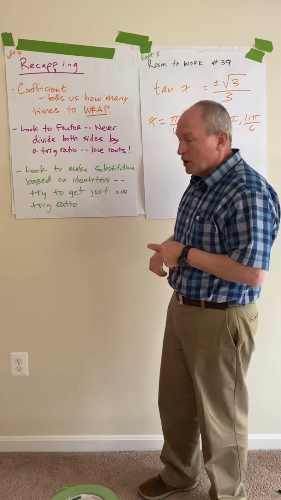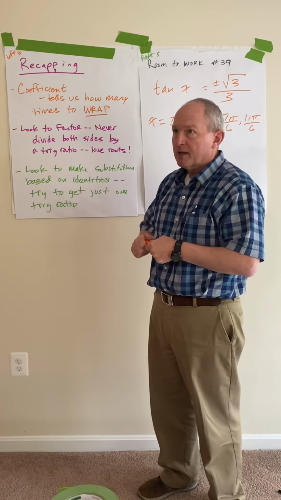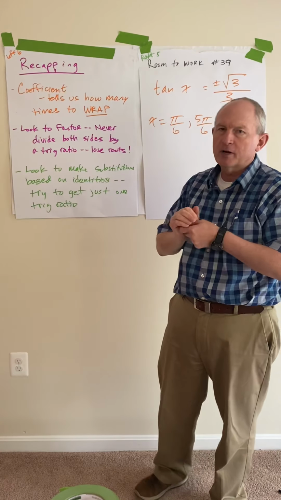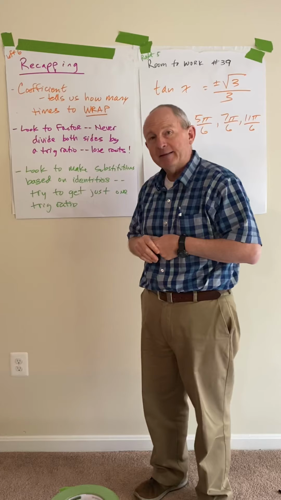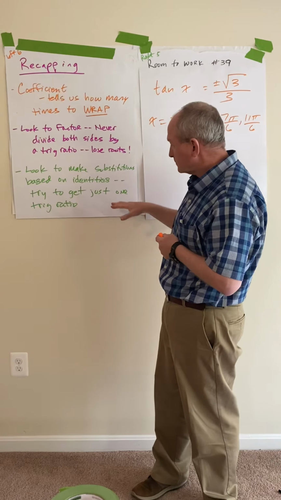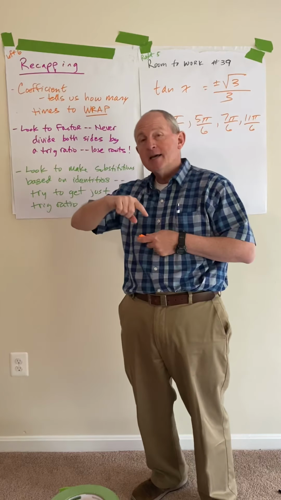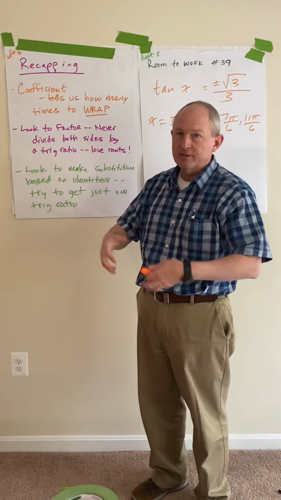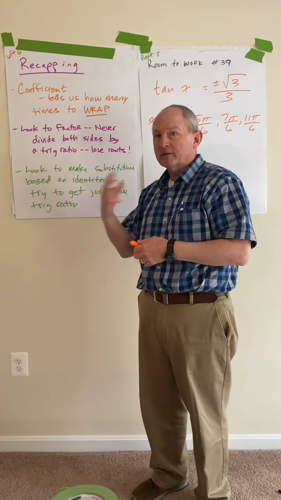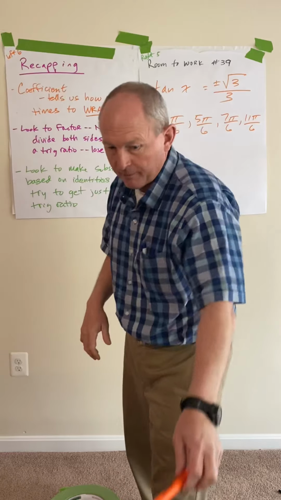And lastly, look to make substitutions based on your trig identities. The most common identities you're going to use are probably the Pythagorean identities. They're always very helpful. We want to try and get it down to just one trig ratio. We don't want to have a sine and a cosine, for instance, in the same problem. We want to have all sines or all cosines, or all tangents or all secants, but not a whole bunch of all of them.